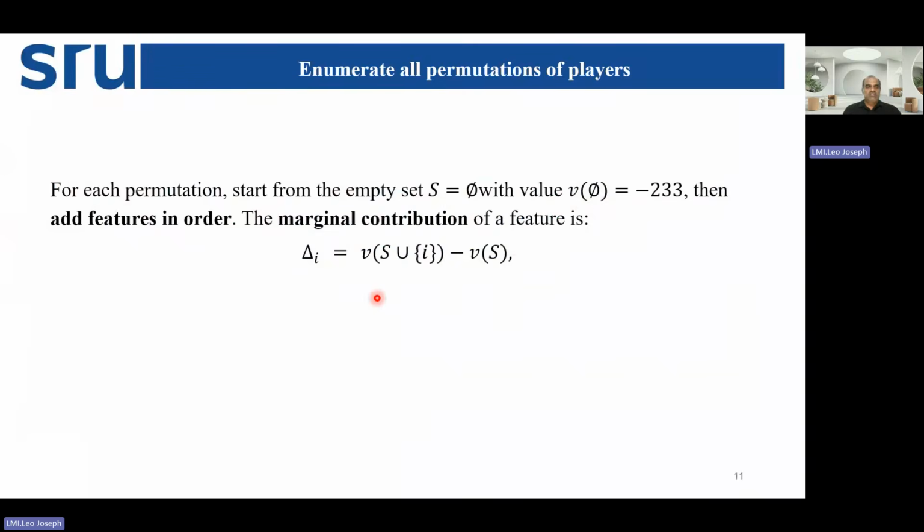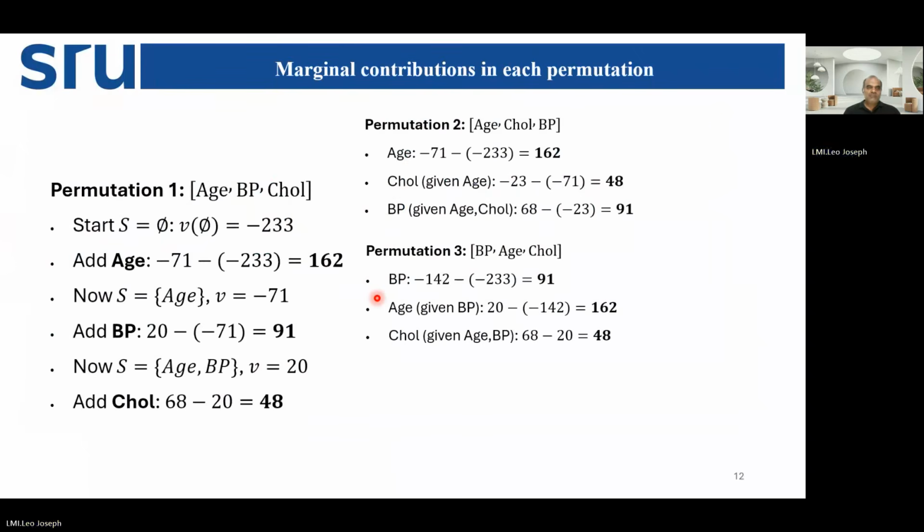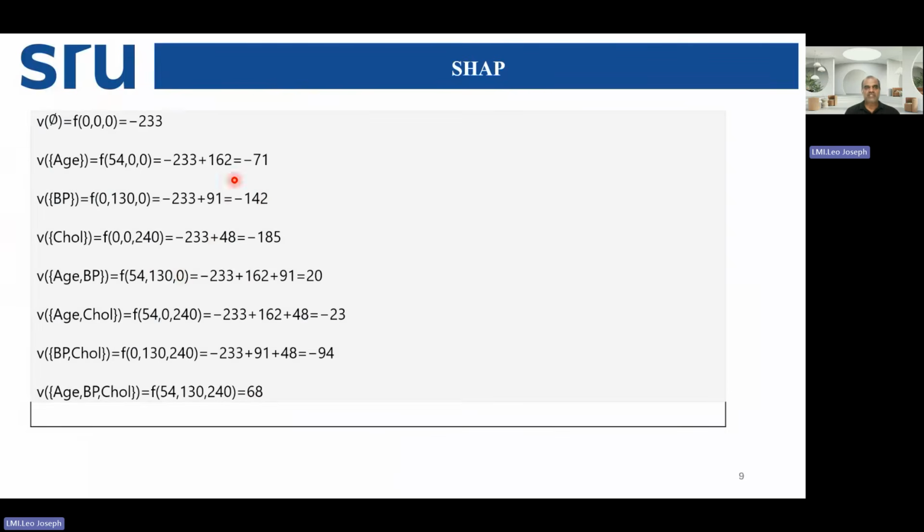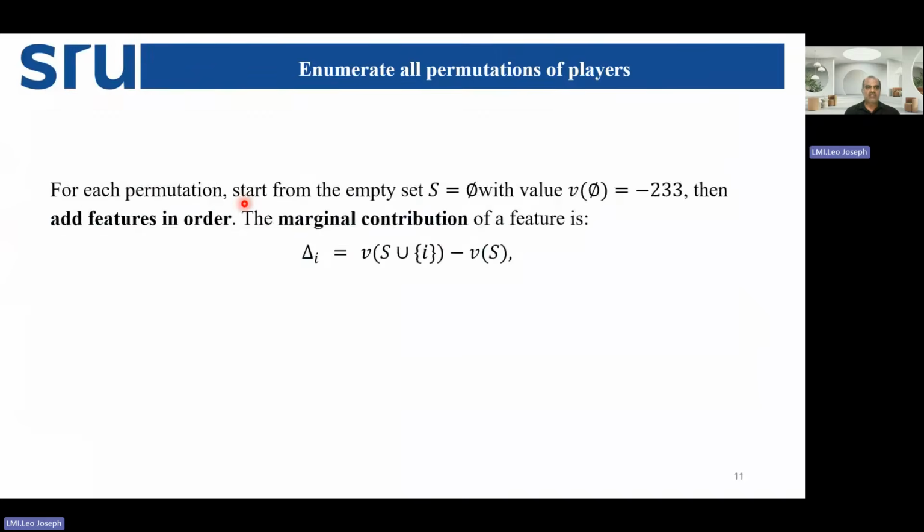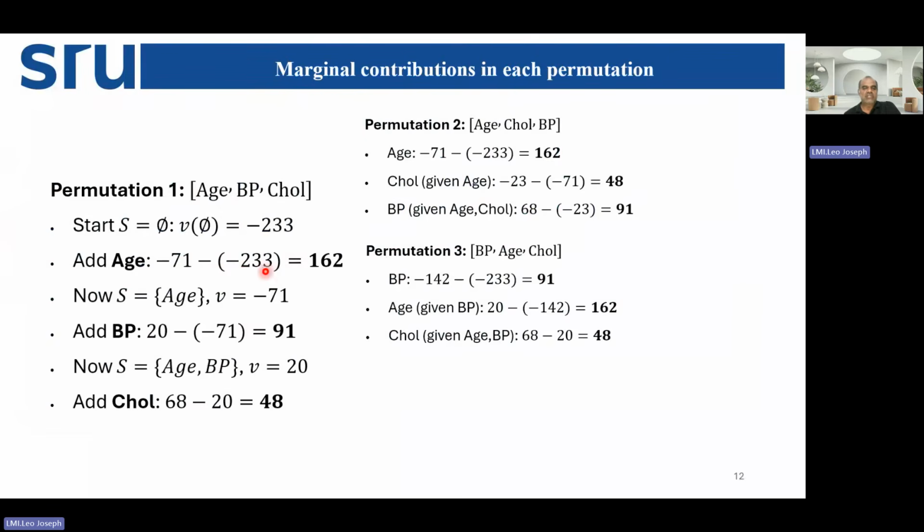Okay, so first permutation. What is permutation 1? Age, BP, cholesterol I am taking into consideration. First S is equal to the empty set, so V of empty set is equal to minus 233. If I am adding age, what happened? Minus 71 will come. Where is the minus 71? Here you can get it. This is minus 71, only the age parameter. Next for BP, minus 142. At that time it becomes very simple: minus 71 minus 233, again you will get 162.